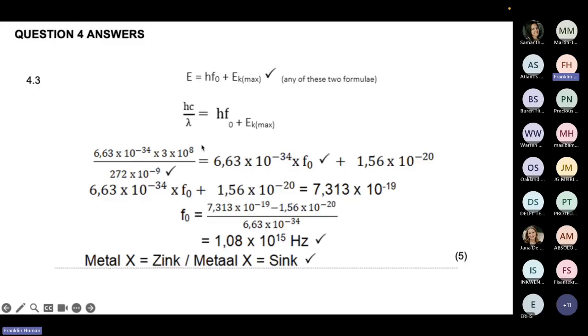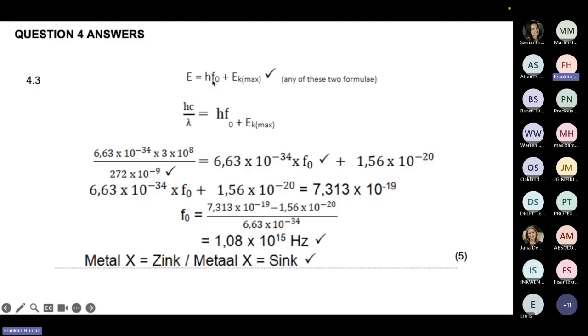Learners and colleagues, I just want to reiterate that this is obviously not the only way to do this calculation. I know that some of your educators may have taught your learners to first calculate the work function value.